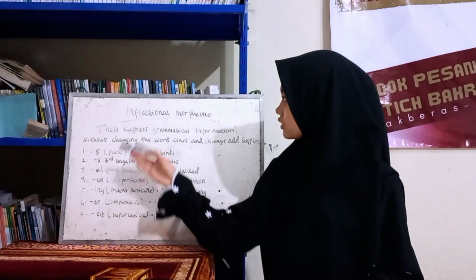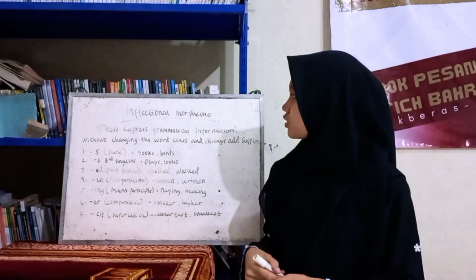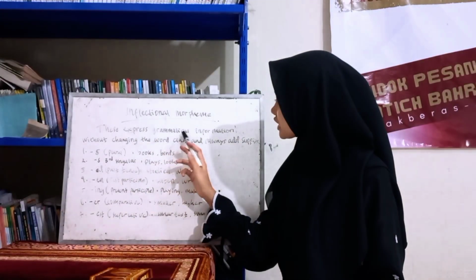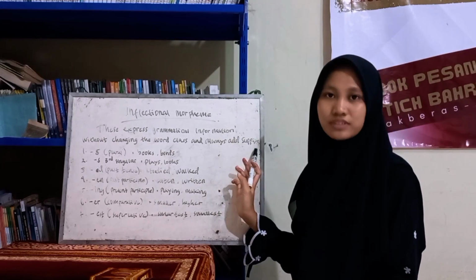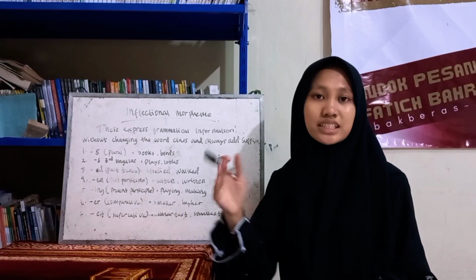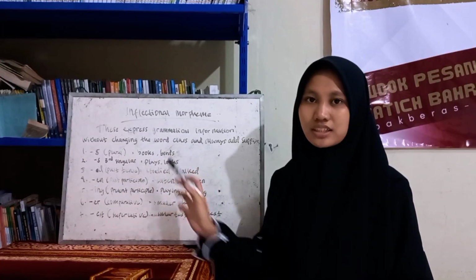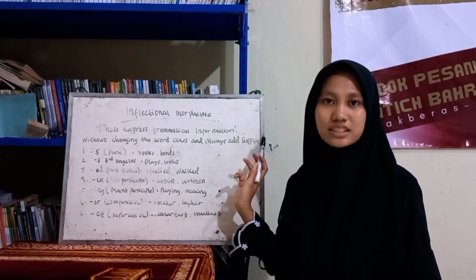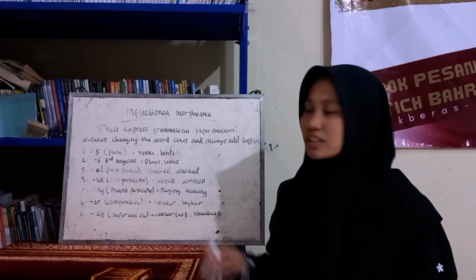Okay, right now about inflectional morpheme, the kinds of bound morpheme. What is inflectional morpheme? Inflectional morpheme expresses grammatical information without changing the word class and is always added with a suffix. Derivational morphemes change the word class, and inflectional morphemes do not change the word class. And in inflectional, always add with a suffix.